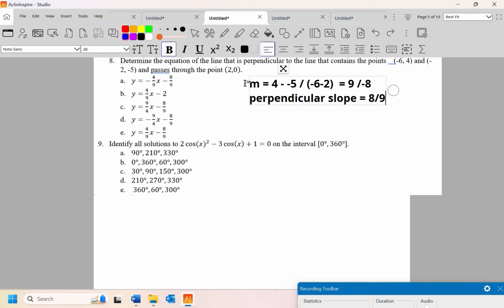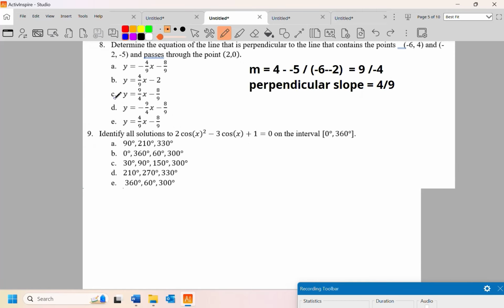And here's another question where the author has messed it up. Slope's y minus y over x minus x. No, I made a mistake, didn't I? -6 minus, there it is, minus a -2. There we go. 4/9. So I need something that has simply 4/9, which means it can't be C, can't be A, and can't be D.